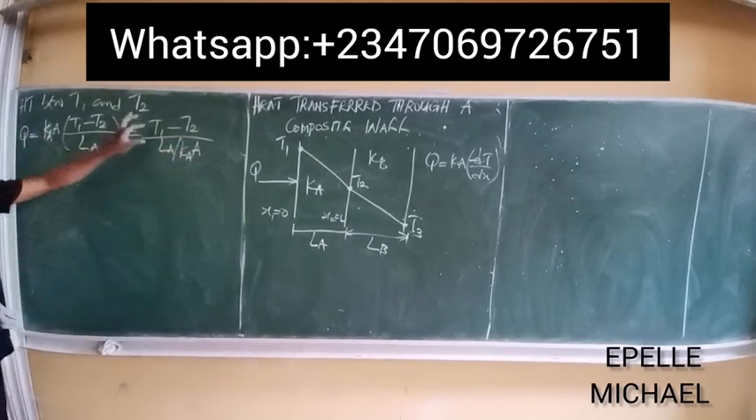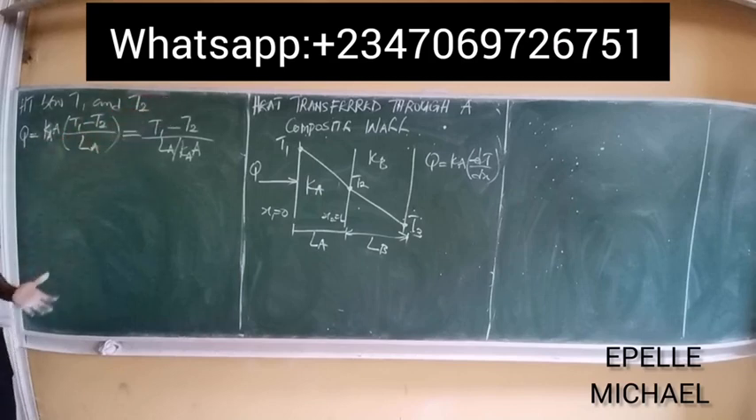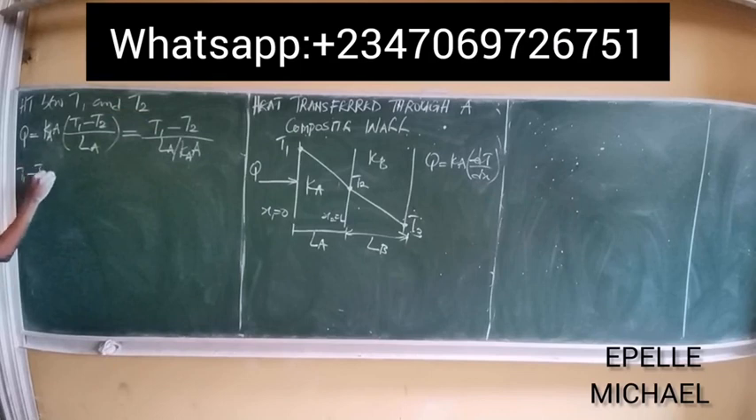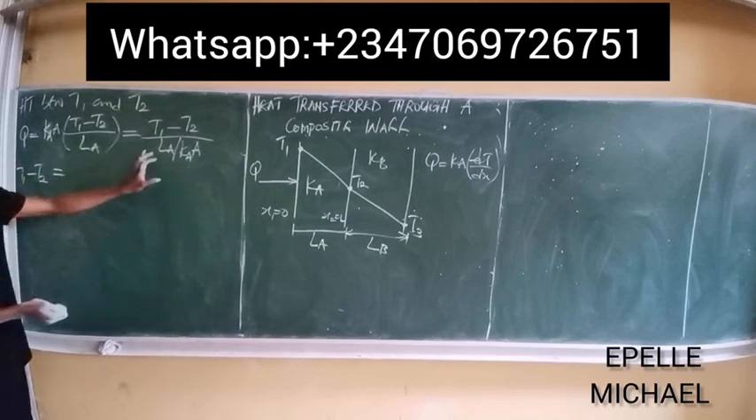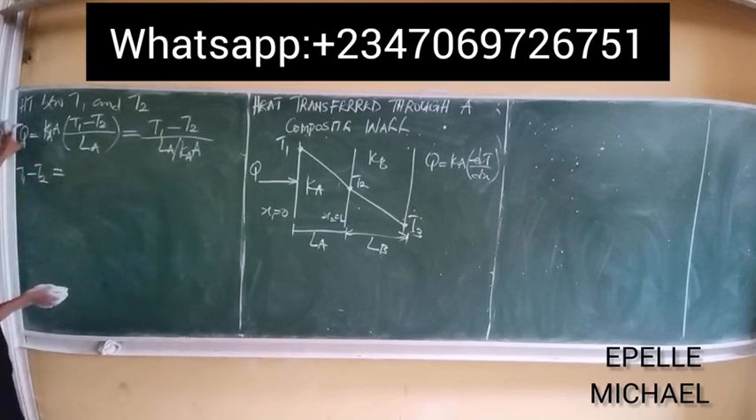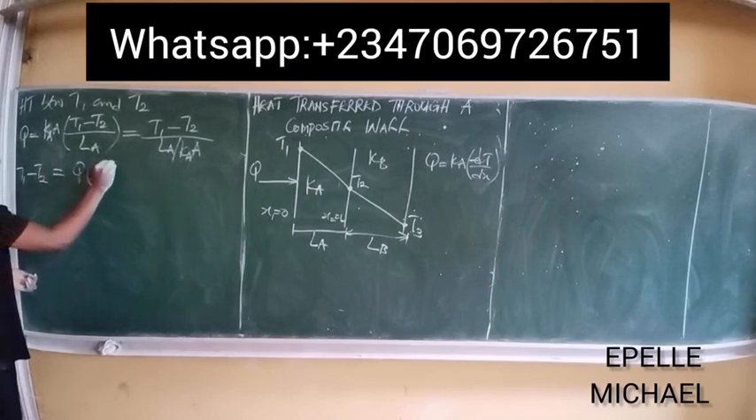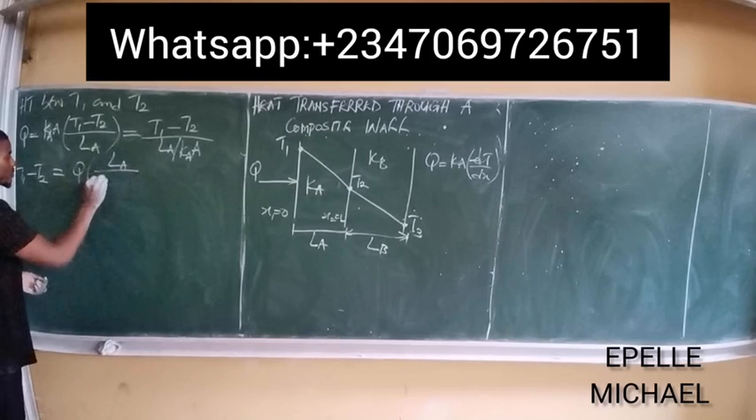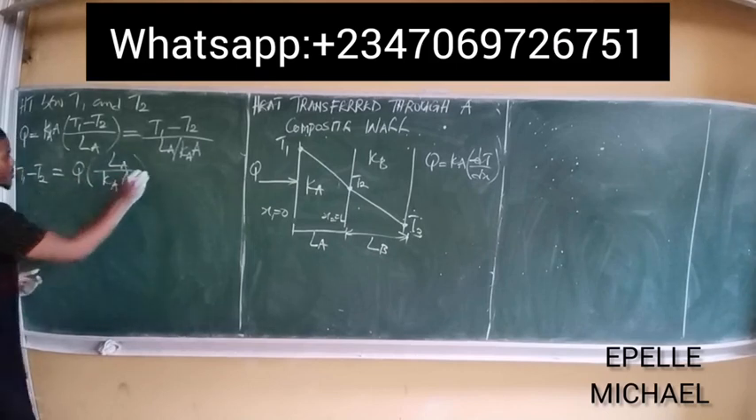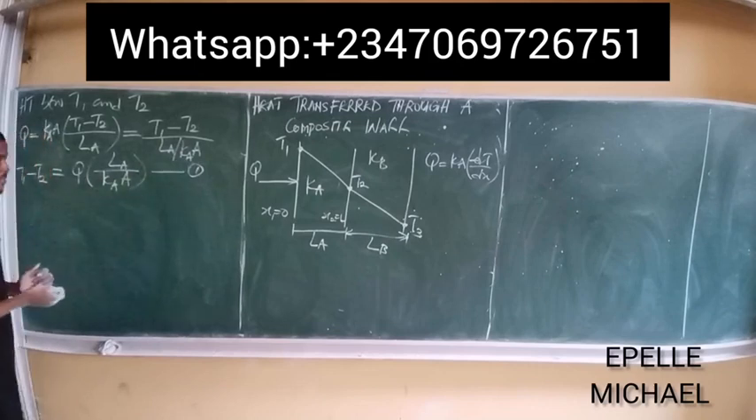So if we make temperature T1 minus T2 subject to the formula, we're simply going to have T1 minus T2 now equal to the whole of this value, L over Ka, multiplied by the heat. So I'll simply have Q into LA all over Ka times area. So simply call this equation 1.